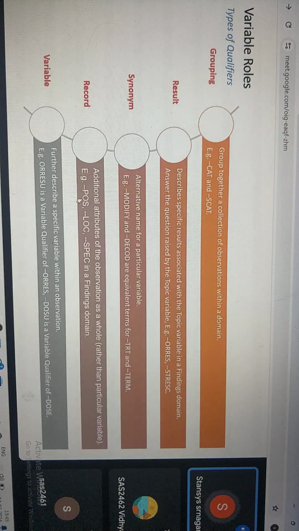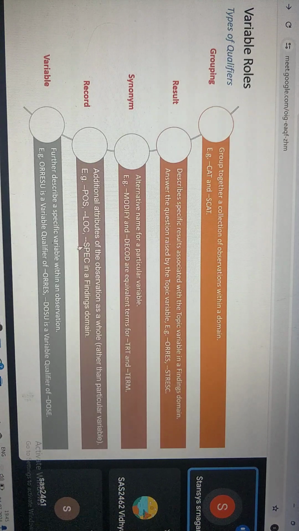Position is nothing but, as I said in the vital signs, the VSPOS variable. It will qualify supine position, standing position, how the vital signs were captured. So it will qualify the entire record, right? For example, location. Location is nothing but which part of the body, arm, thigh, forehead, wherever the test or assessment was done. That is what LOC is going to capture. These two are the domain prefix.